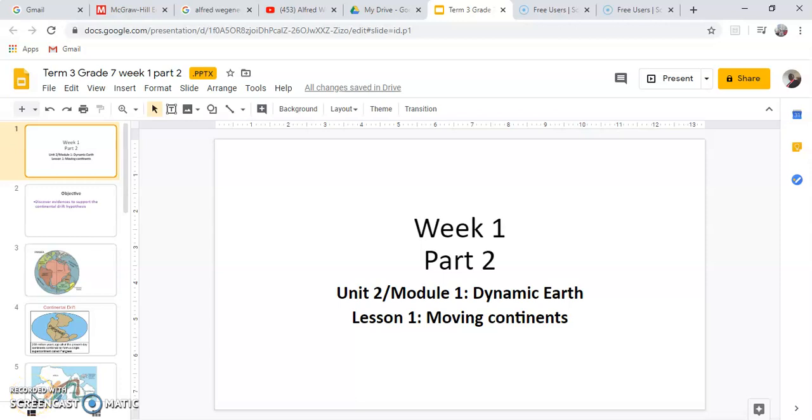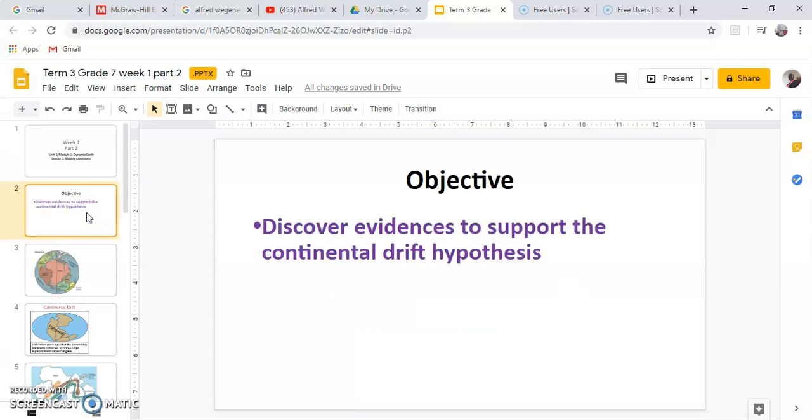As you can see today on the screen, we are going to part 2 of our lesson, and quickly we go to the objective of today's lesson. Our objective today says to discover evidences to support the continental drift hypothesis. I told you guys that I'm going to bring back the evidences to you. Evidences. I know maybe you might be having some difficulties with some of the words you have here. Let me go quickly over them. Evidences are like proofs, the facts that we have to show for something. So we have some proofs, some evidences, some facts that support the continental drift hypothesis.